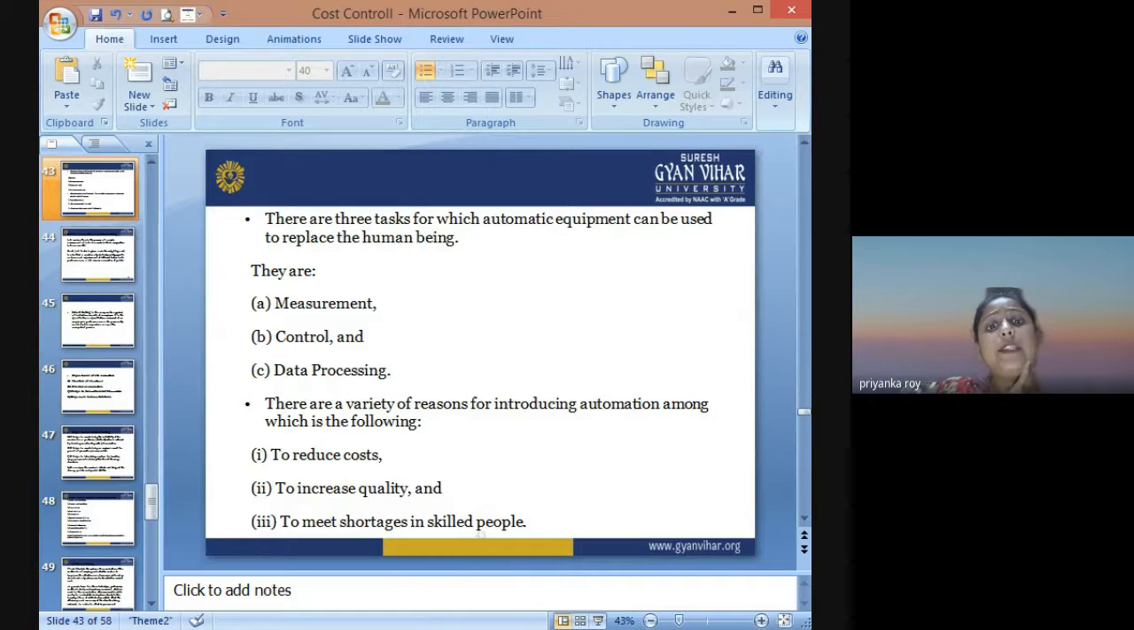So there are a variety of reasons for introducing automation. Among these are to reduce cost, increase quality, and meet the shortage of skilled people. So we may come across difficulty in having skilled people for data processing. So we can compensate by having an automated process for data processing, for control and measurements.